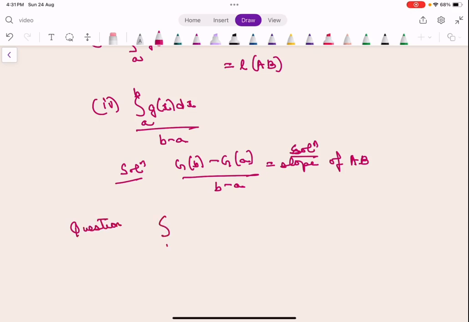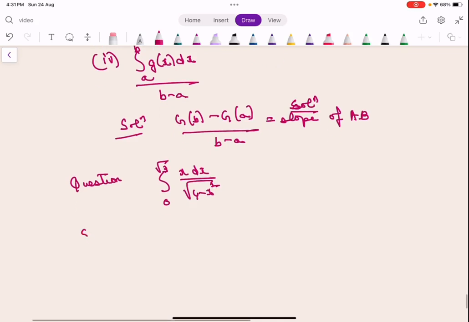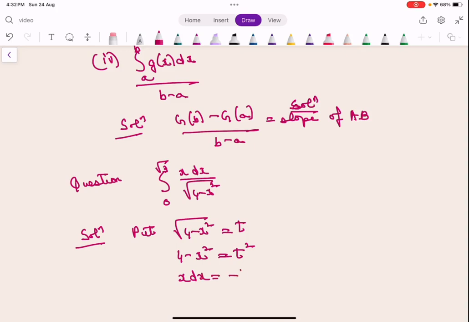Evaluate the integral from 0 to root 3 of x dx by root 4 minus x squared. So we make a substitution here. Put root 4 minus x squared as t. So what will be 4 minus x squared? It will be t squared. So x dx will be minus t dt.